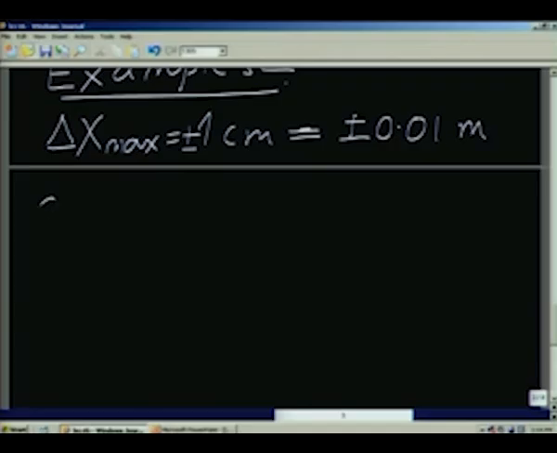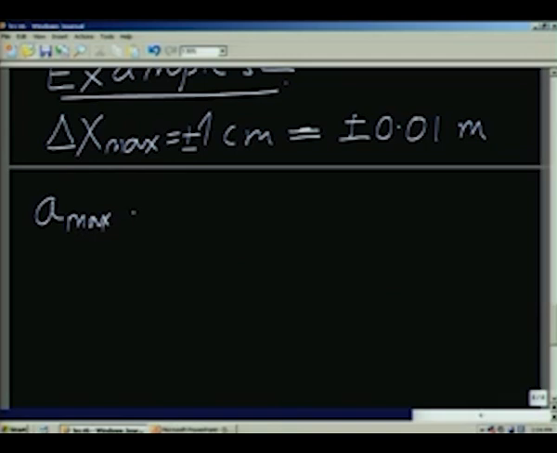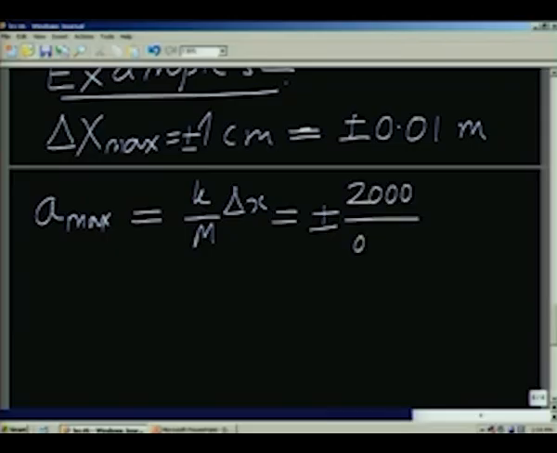So, simple, A maximum corresponding to this is given by K by M into delta x. K delta x is the force divided by mass is the acceleration, a very simple formula. So, K is given to be 2000. So, I will put a plus or minus because delta x is plus or minus, 2000 divided by 0.02 multiplied by 0.01. This will be in meters per second squared. So, that works out to plus or minus 1000 meter per second squared.